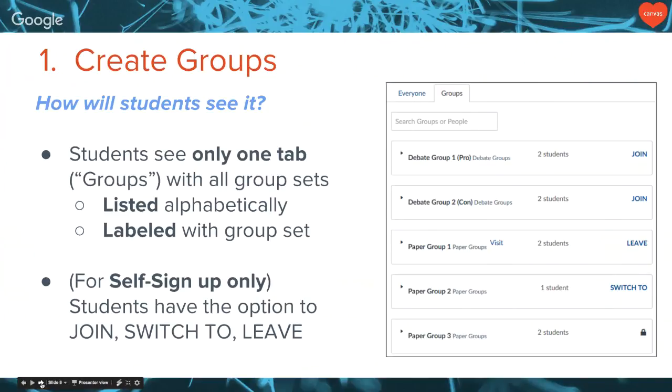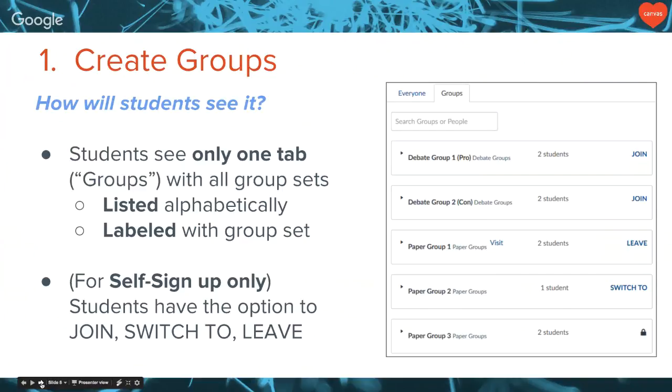In terms of how the students will see it, once you create those groups, students will only see one tab under the People tab in your navigation, assuming you keep that highlighted, obviously, or visible to the course.